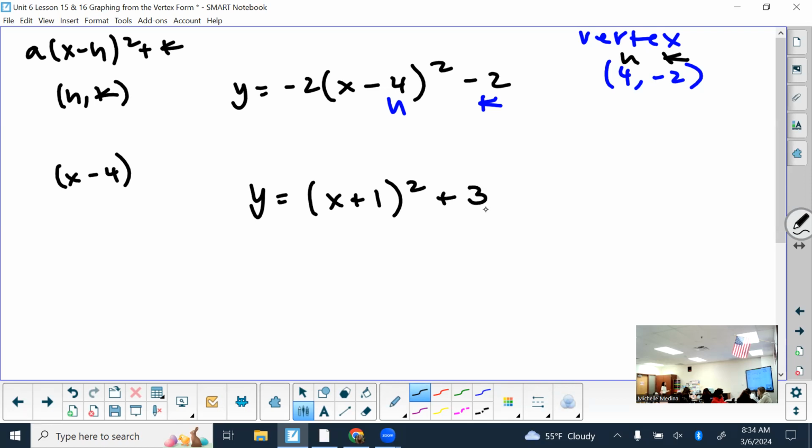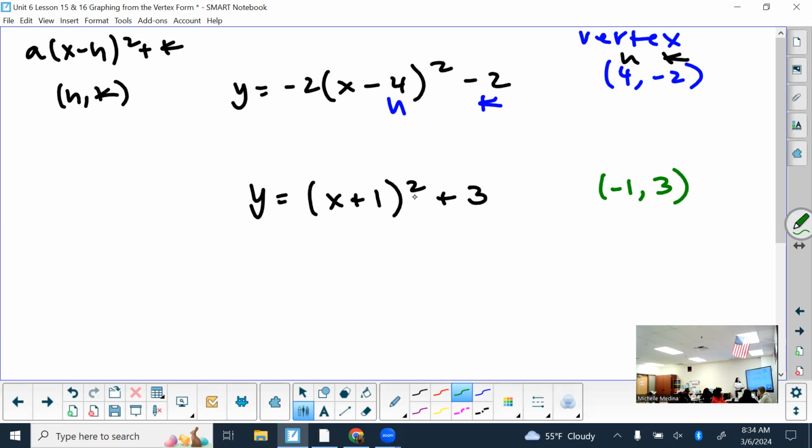Okay, think about what the vertex would be, knowing that HK is our vertex. Okay, table 2, what do you think? Yeah. -1, +3 is my vertex.